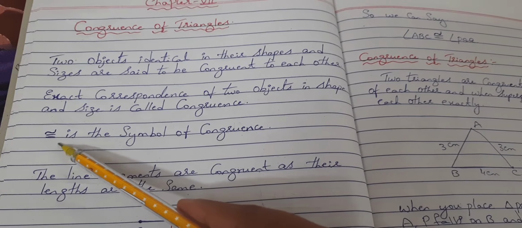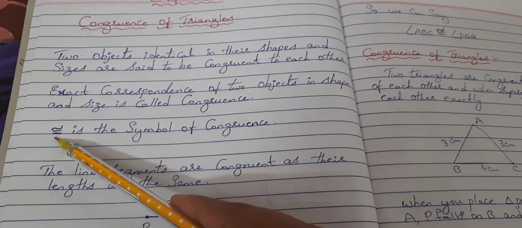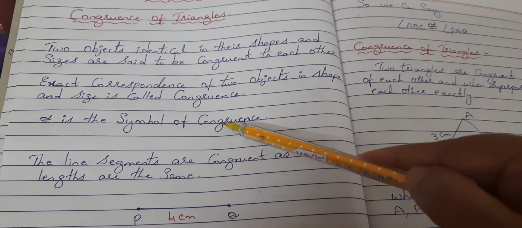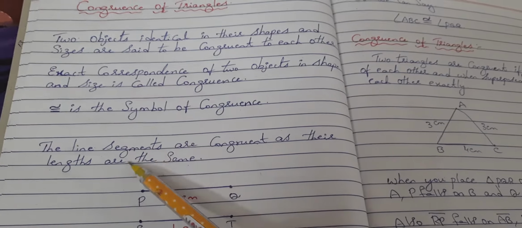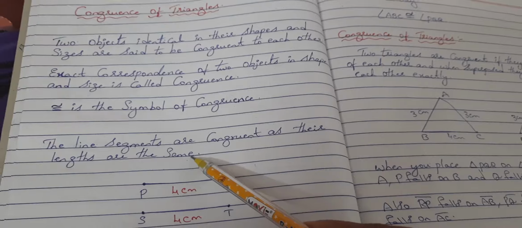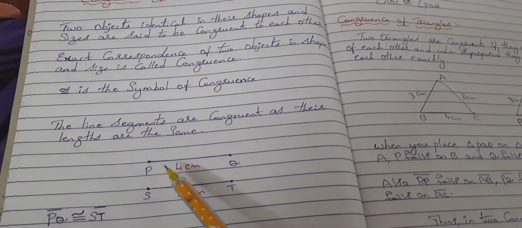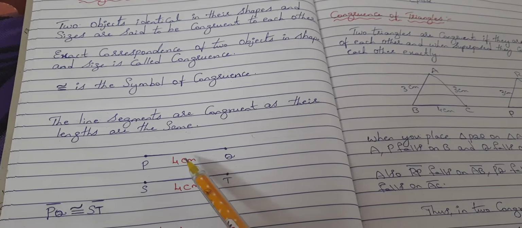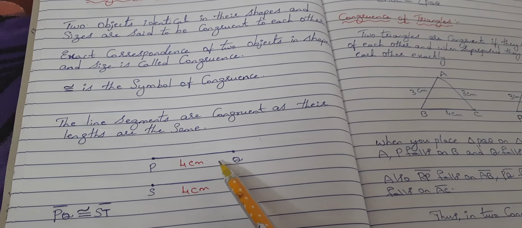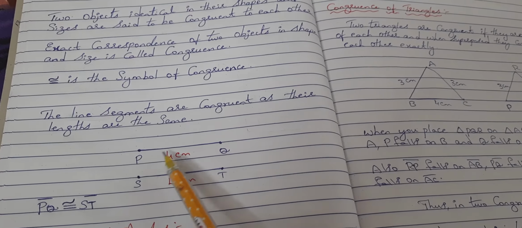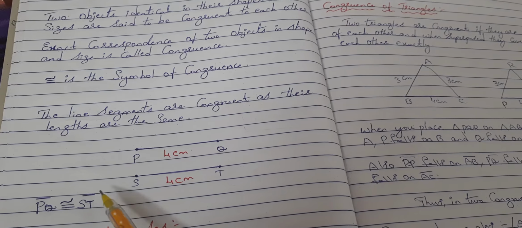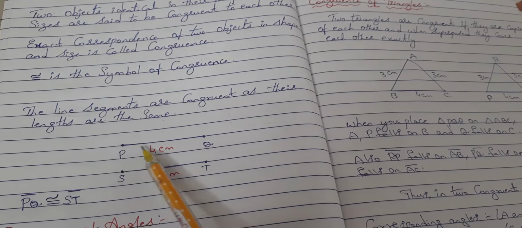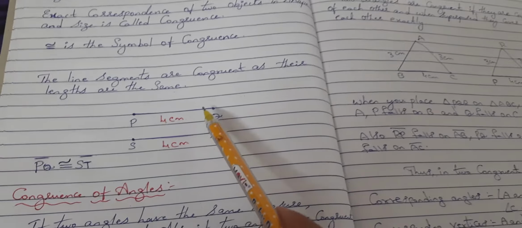See, I have given you here the symbol of congruence. One is like a curve, then an equal sign. This is the symbol of congruence. Now the line segments are congruent as their lengths are the same. Here I have given you two line segments, students, PQ and ST. Here PQ is 4 centimeters, ST is also 4 centimeters. Same size and same length. So PQ is congruent to ST. Why? Because this is 4 centimeters and this is 4 centimeters. It exactly looks the same size and same shape. So this is called congruency.